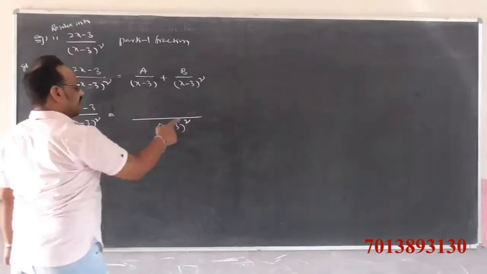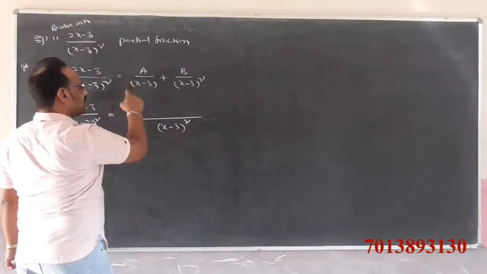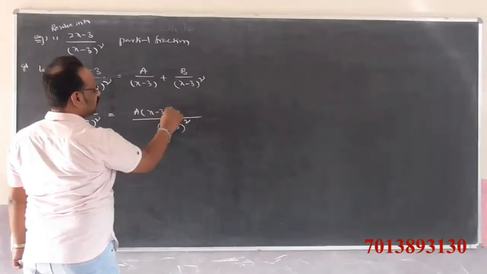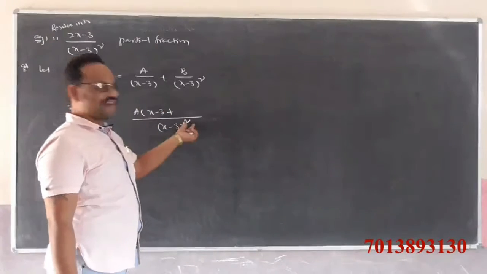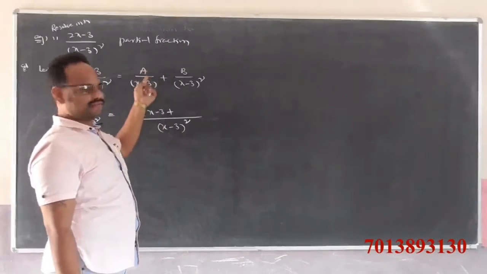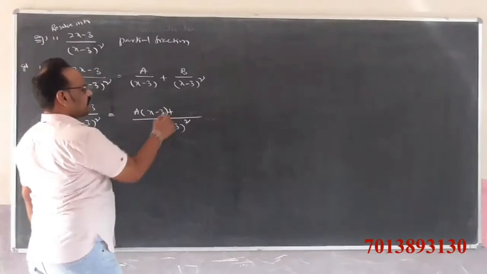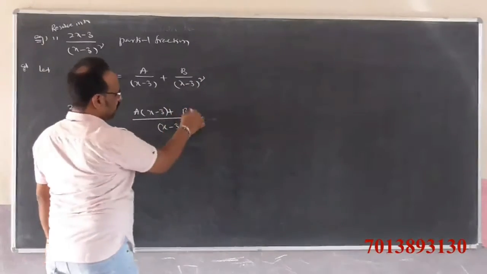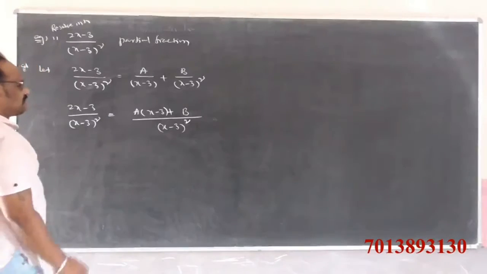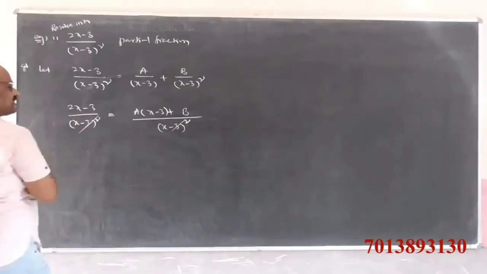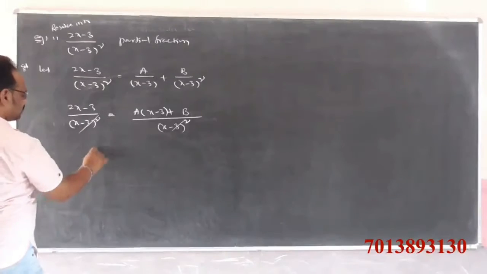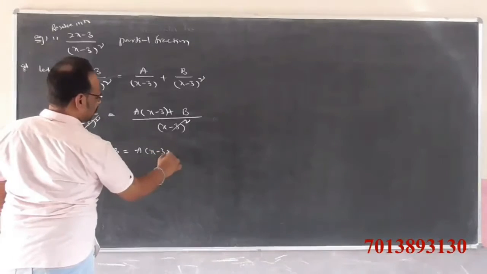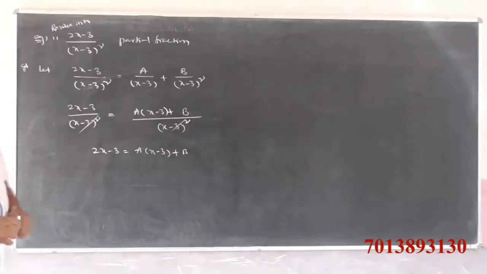So (x minus 3) whole square and (x minus 3) cancel, we get A into (x minus 3), plus (x minus 3) whole square cancels, we get B. Then (x minus 3) whole square and (x minus 3) whole square get cancelled. Comparing LHS and RHS, we get 2x minus 3 is equal to A times (x minus 3) plus B.